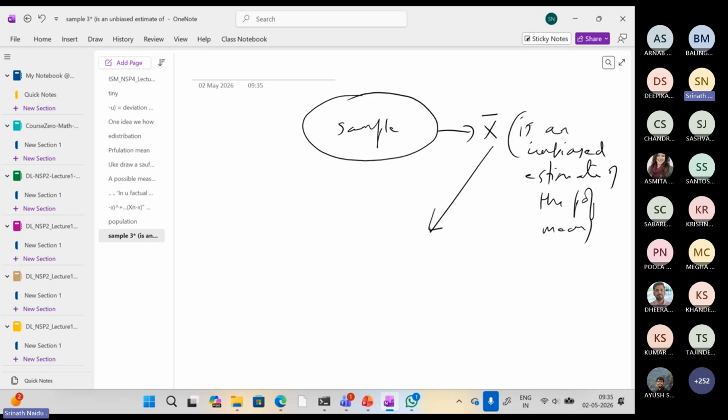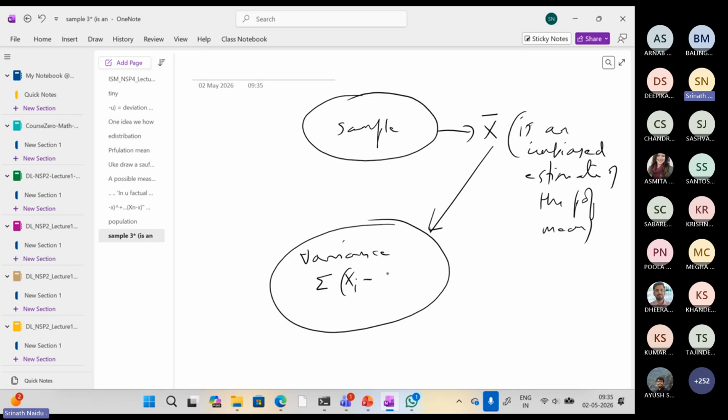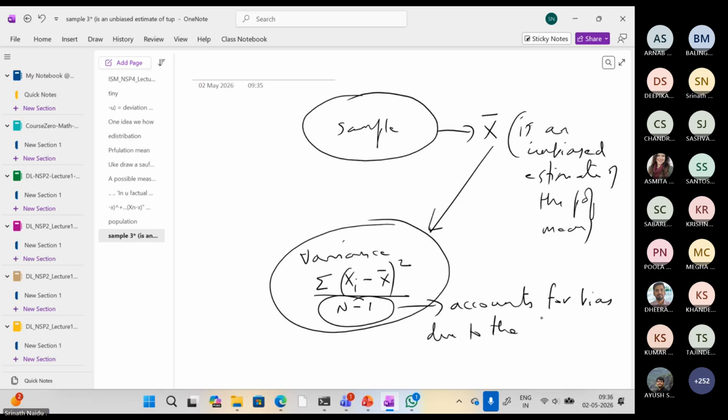Now we use this X bar in computing the variance. So if I do sigma xi minus x bar the whole squared and divide by n minus 1, this n minus 1 accounts for bias due to the use of x bar instead of the population mean, which is mu.